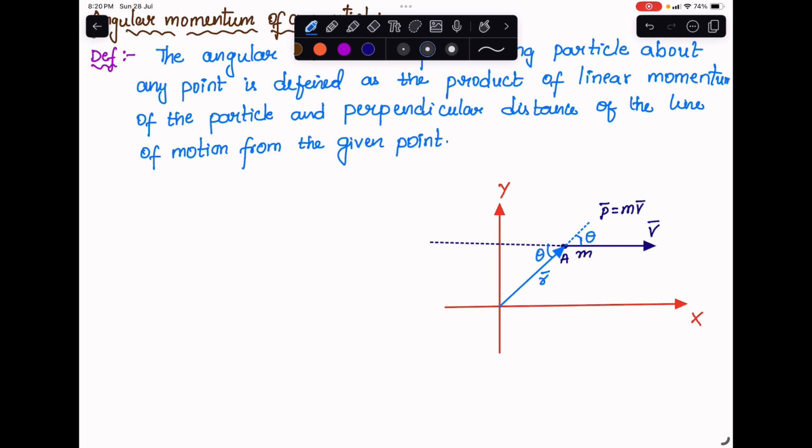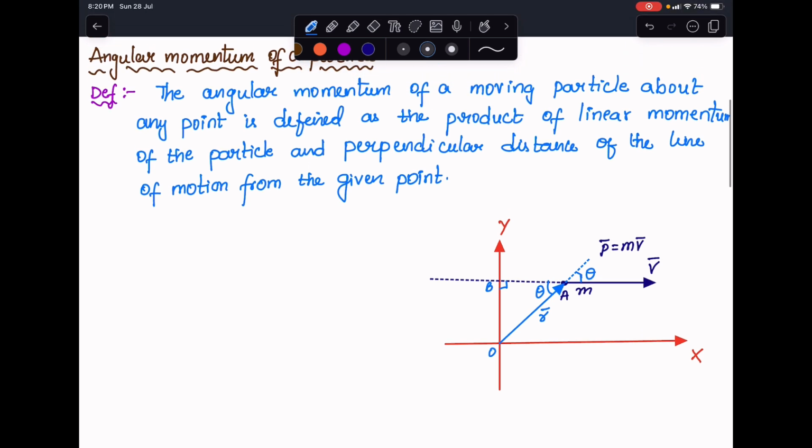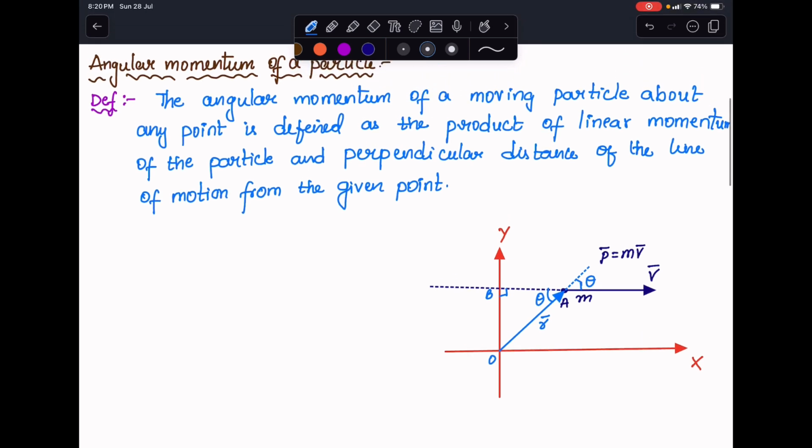Now from the definition, try to understand. Let me give all the points now. This is O, this is B, and this is the perpendicular, 90 degrees. So what was the definition? Come again now. The definition is the product of linear momentum of a particle. Linear momentum of a particle is denoted by L. What did I write here in the definition? Product of linear momentum. Very good.